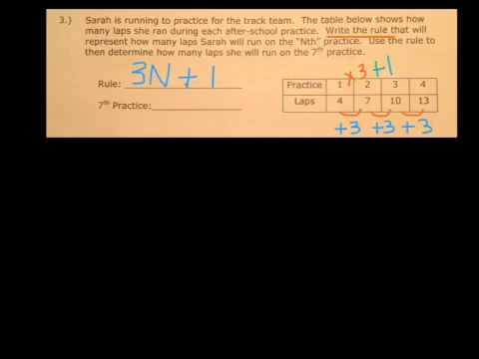Now the next part of this question says use the rule to determine how many laps you would run on the 7th practice. So you have a couple options. You can keep extending your table out until you get to the 7th practice, or you can just use this rule, 3 times the number of practices she's at, plus 1 more. And that's what I'm going to do. 3 times the number of practices she has plus 1.